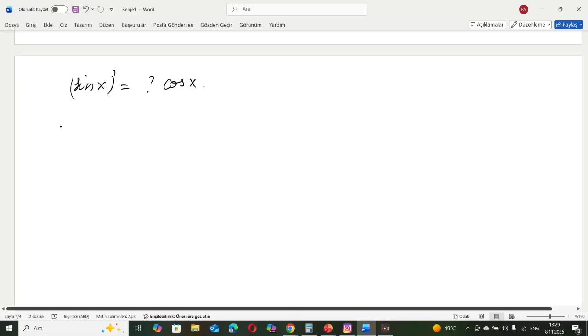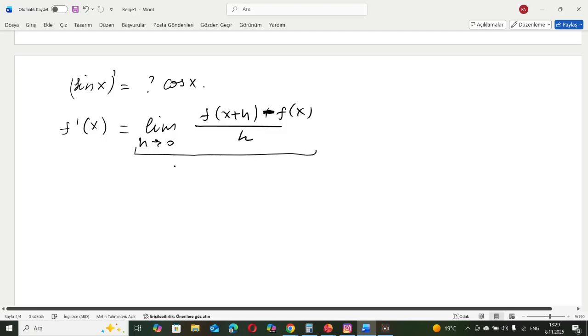First of all, we know the rule of the derivative of any function. Let's take f(x) and find the derivative of it. We have the rule: the limit when h goes to 0 of f(x plus h) minus f(x), this one is minus, divided by h. This rule gives us the derivative of any function if we can find it.